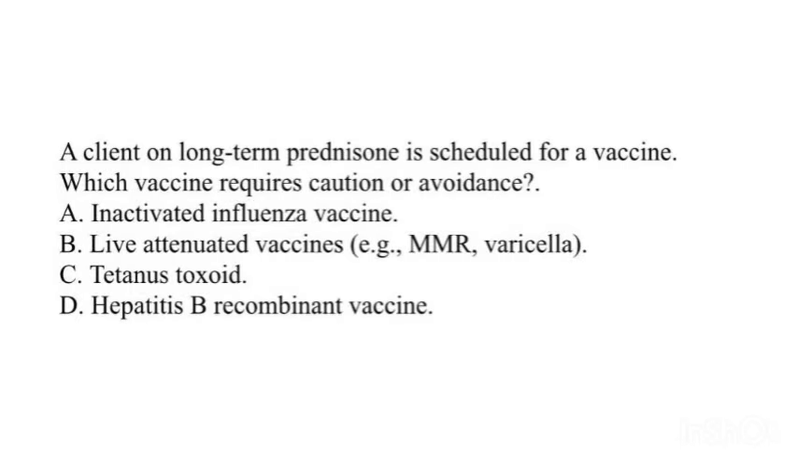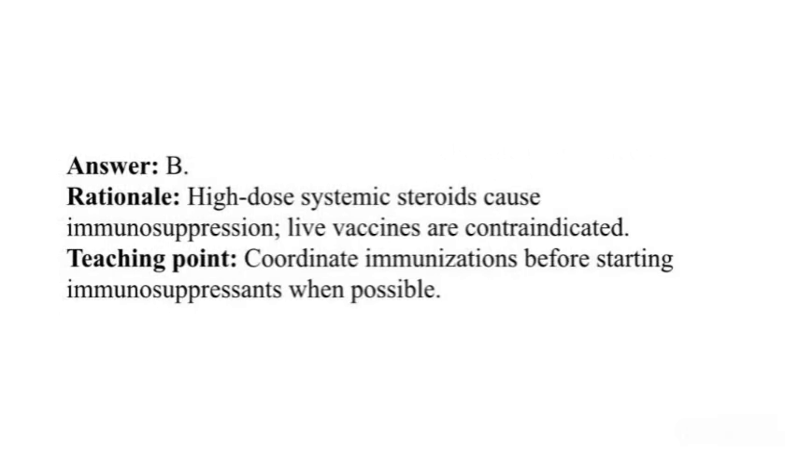A client on long-term prednisone is scheduled for a vaccine. Which vaccine requires caution or avoidance? A. inactivated influenza vaccine. B. live attenuated vaccines, e.g., MMR, varicella. C. tetanus toxoid. D. hepatitis B recombinant vaccine. Answer, B. Rationale: high-dose systemic steroids cause immunosuppression. Live vaccines are contraindicated. Teaching point: coordinate immunizations before starting immunosuppressants when possible.